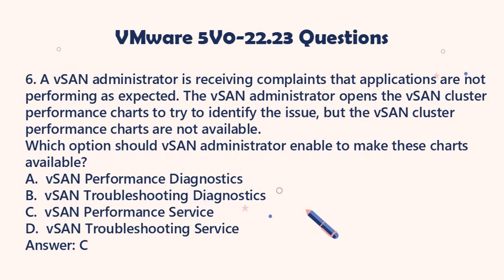6. A vSAN administrator is receiving complaints that applications are not performing as expected. The vSAN administrator opens the vSAN cluster performance charts to try to identify the issue, but the vSAN cluster performance charts are not available. Which option should the vSAN administrator enable to make these charts available? A. vSAN Performance Diagnostics. B. vSAN Troubleshooting Diagnostics. C. vSAN Performance Service. D. vSAN Troubleshooting Service. Answer: C.